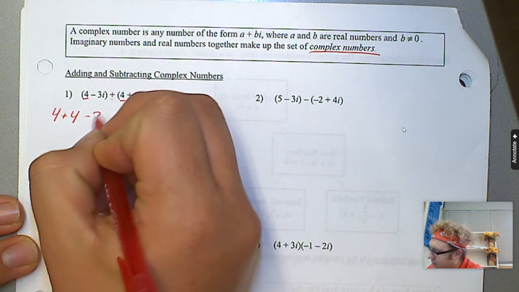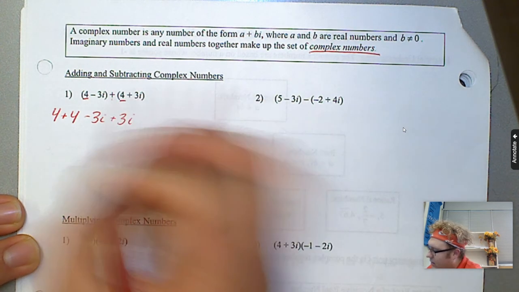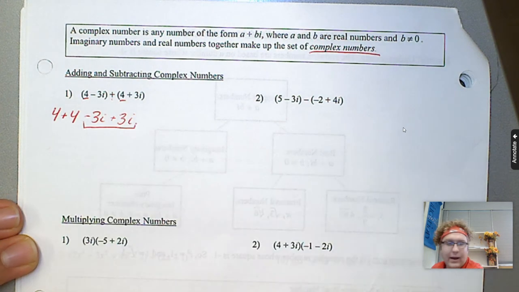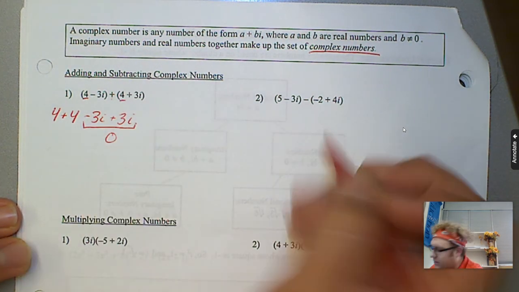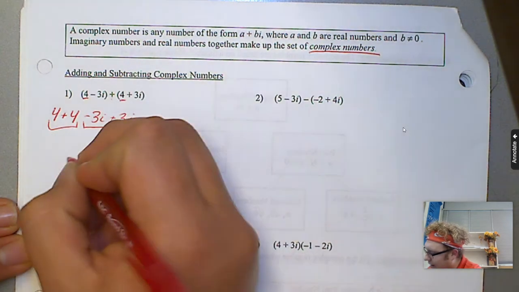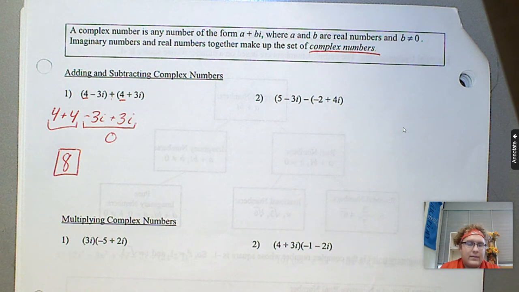And then I have minus 3i plus a positive 3i. When we combine the negative 3i plus 3i, we're actually going to see that that turns to 0, and the 4 plus 4 turns into 8. So we have 8 plus 0, or just an answer of 8. And you can see that our imaginary part actually eliminated itself, or both of them combined to eliminate. So we ended up with just a real number in example 1.